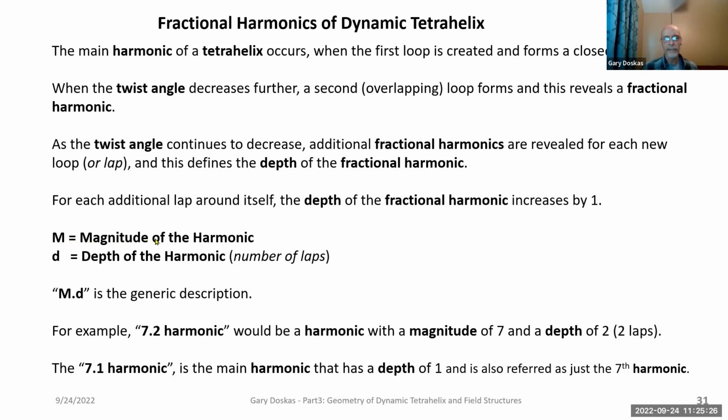Now I'll be using M to represent the magnitude of the harmonic, and D represents the depth of the harmonic, or the number of laps it goes around itself. And I'll be using this M.D as a generic description for these harmonics. So for example, a 7.2 harmonic would be a harmonic of a magnitude of 7 and has a depth of 2, or it takes two laps to get around itself. And then a 7.1 harmonic would just be the main harmonic that could also be referred to as just a 7th harmonic, because it's closed in one lap around itself.